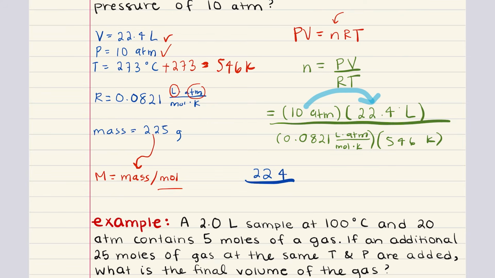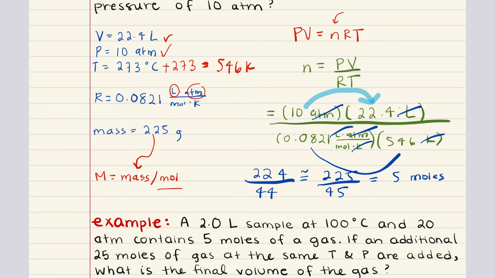And then our denominator is a really familiar calculation that we just did in the previous example, and we calculated it out to be 44. Now we can approximate these values to 225 and 45 to make this calculation a little bit easier, and this gets us 5 moles. Notice that our units are moles, and that's because all the other units cancel out appropriately. So we did our calculation correctly.